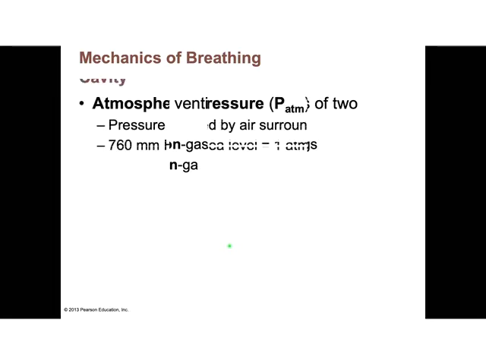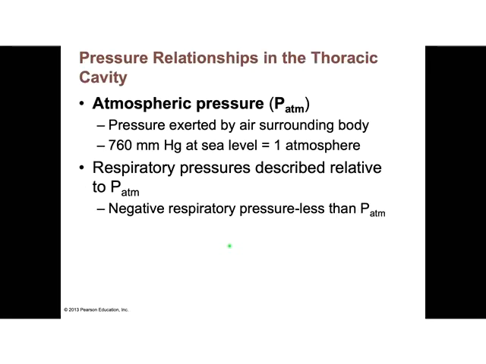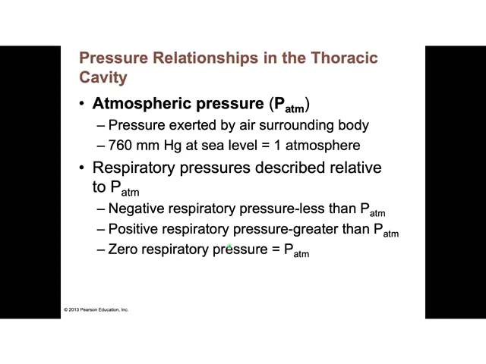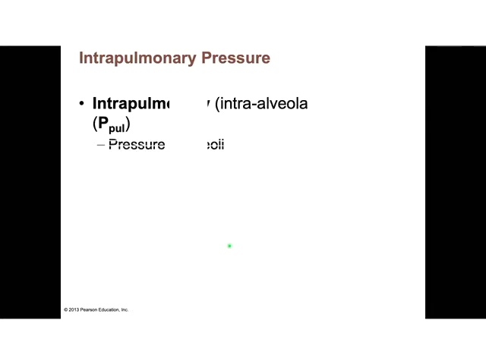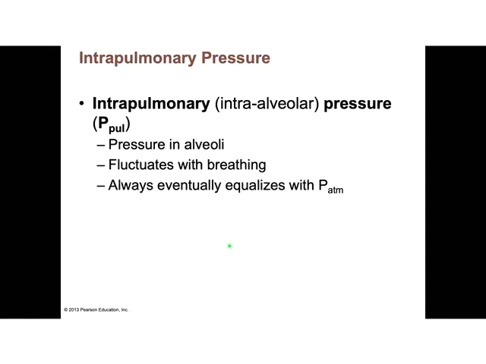Okay? Atmospheric pressure, which is 760 millimeters of mercury, is the force of the atmosphere on the surface of the earth and on your body. Okay? Respiratory pressures are described relative to atmospheric. Okay? They can either be equal to, greater than, or less than atmospheric pressure. If they are greater than atmospheric pressure, then they will force air into the atmosphere. If they're less than atmospheric pressure, air from the atmosphere will go into that region. And if they're equal, there will be no net movement.